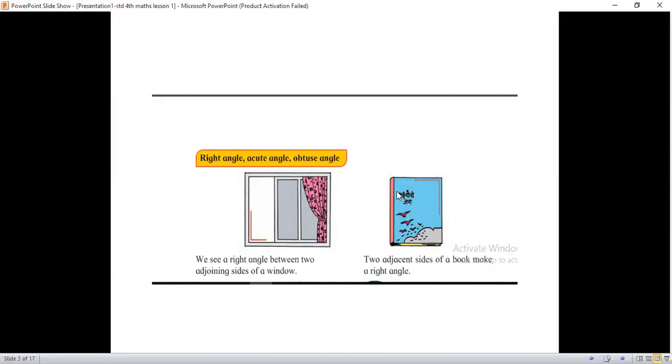Now in this book also you will see the right angle. Two adjacent sides of the book make a right angle. This is one right angle. This is also one right angle. This is one right angle and this is also a right angle. So children should note that this is called the right angle, which is always 90 degrees. If you measure it, you will see that it is 90 degrees.